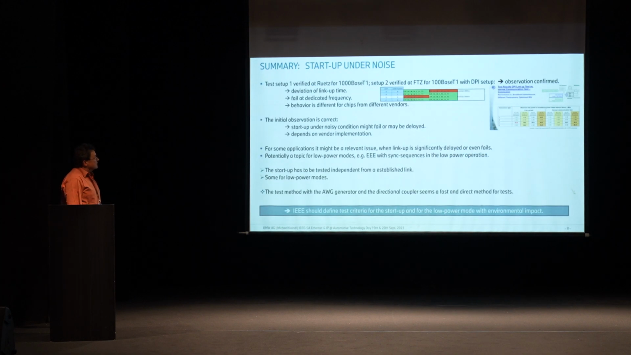So I went to my partners, and I have two of them. One was setup one: I went to Ruetz to do the test for a gigabit circuit with an automatic setup. The second one was with the EMC topic for 100BASE-T1 with a DPI setup. They confirmed the result. Here, in a very short form, we see that there are failures. It's dependent on the vendor, and it's different with different levels, so they're not the same. It's vendor-dependent behavior for startup under noise.